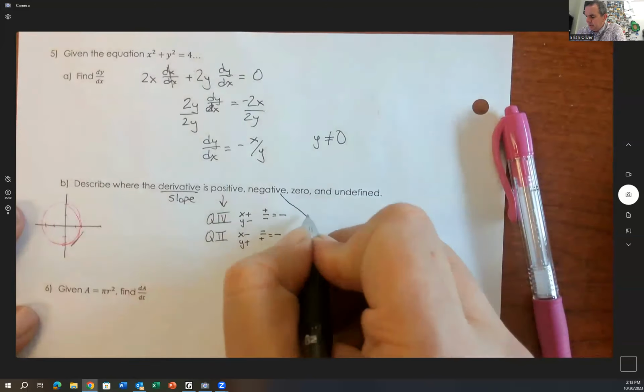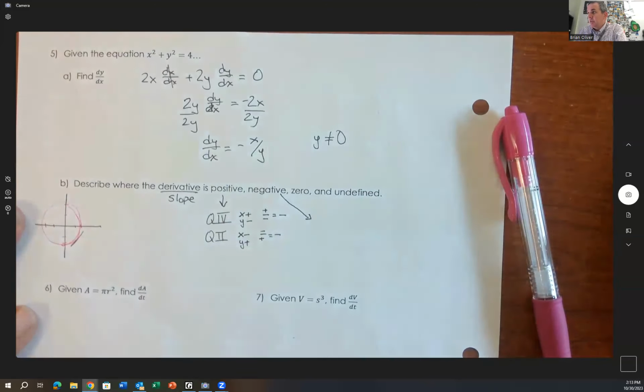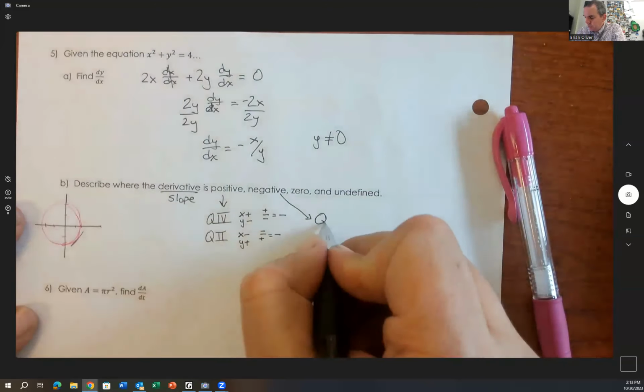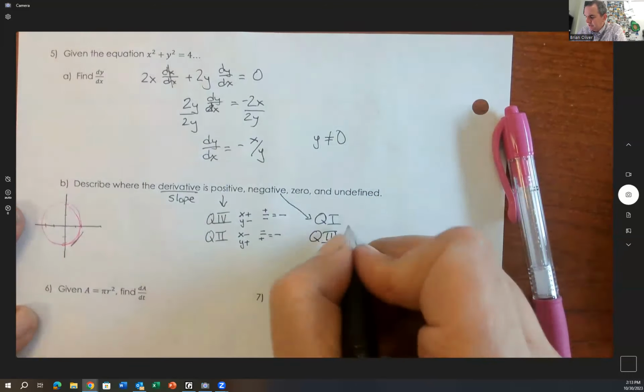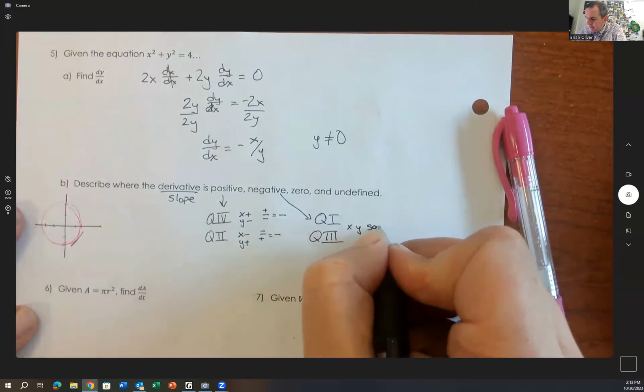We have negative derivatives in quadrant 1 and quadrant 3 because x and y have the same sign.